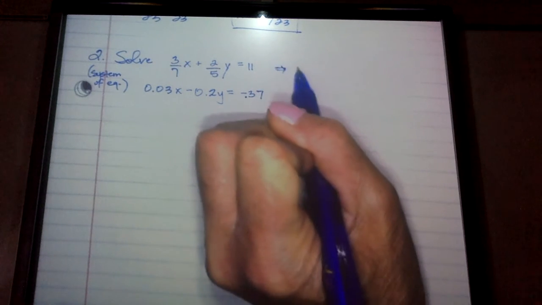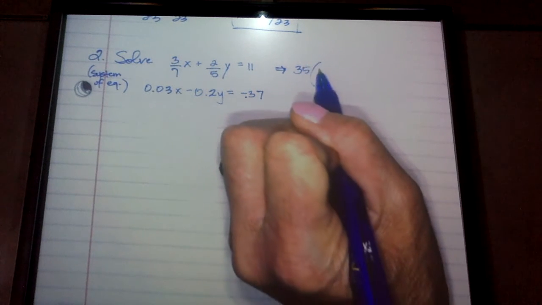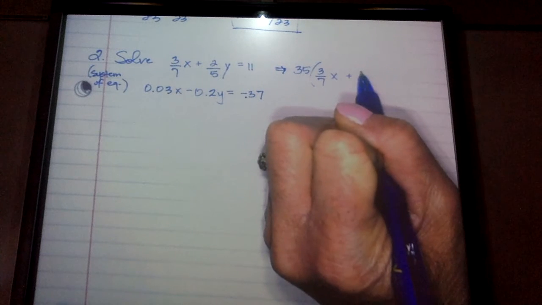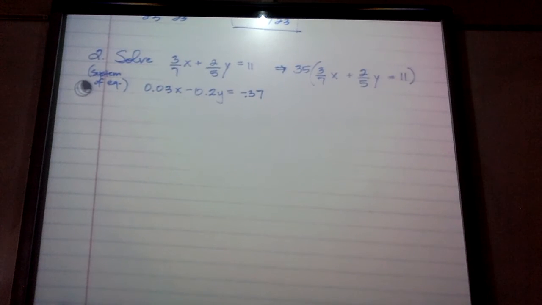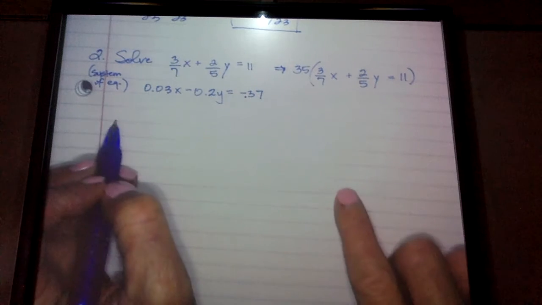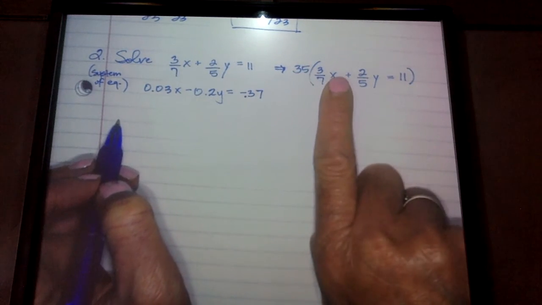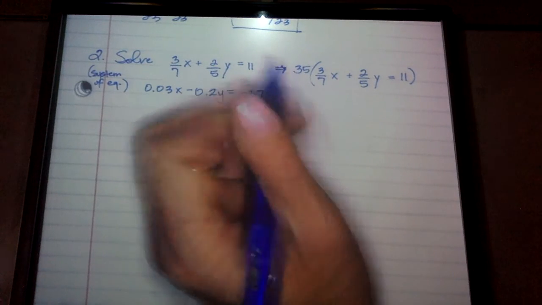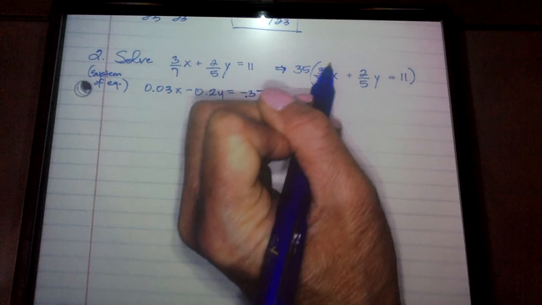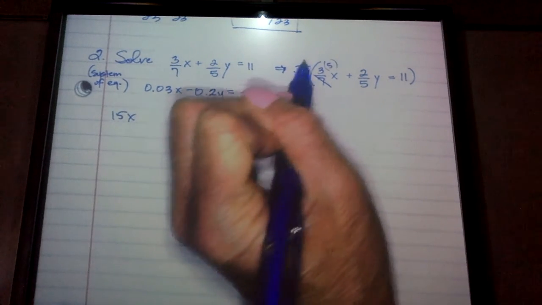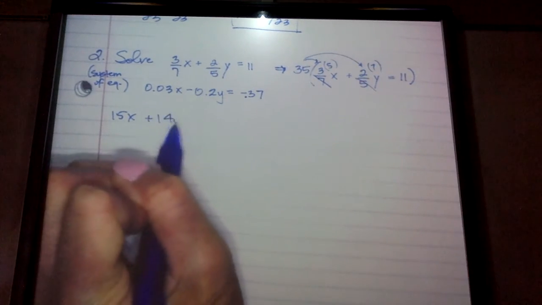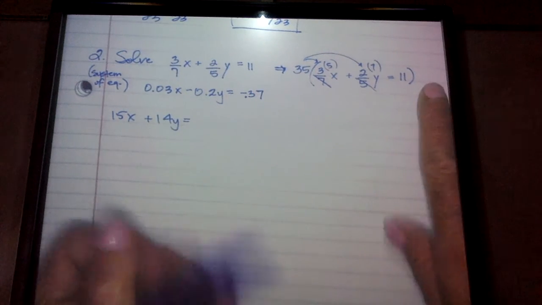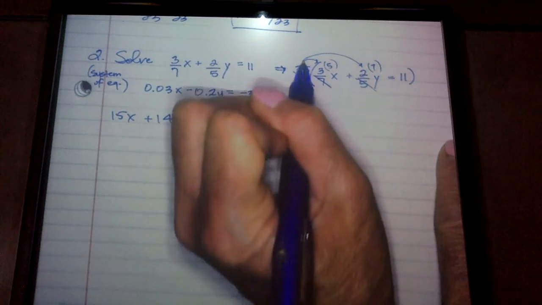So in order to get rid of my fractions, I'm going to multiply the entire equation by my LCD. So I'm going to multiply 35 by 3/7. I'm going to multiply 35 to the 2/5 y, and I'm going to multiply 35 to 11. Okay? And I'm going to write that new equation down here. So 35 times 3/7 x, right? This is going to cancel out, and I'm going to be left with 5. So that gives me 15x. 35 times the 2/5, 35 over 5 is 7. So 2 times 7, that leaves me with 14y. But 35 times 11, that gives me 385. Remember, I have to distribute it to all three.